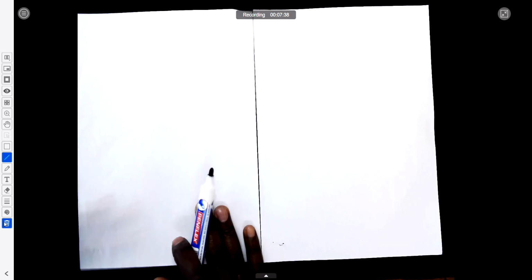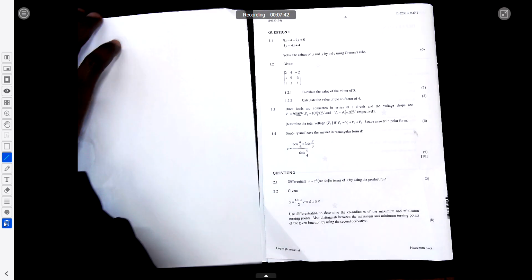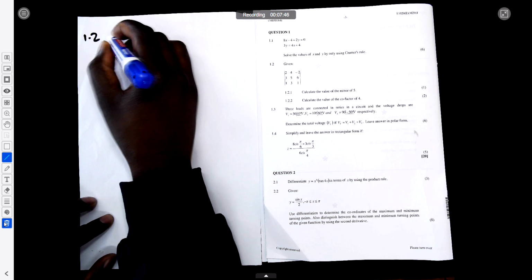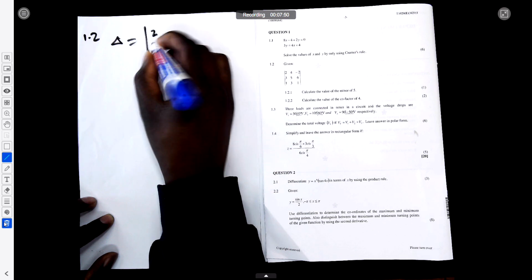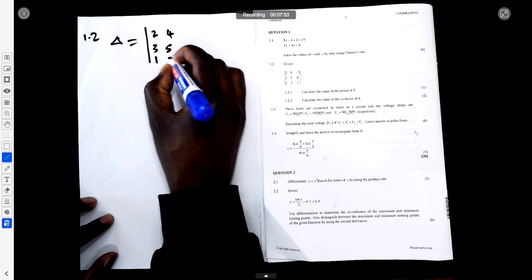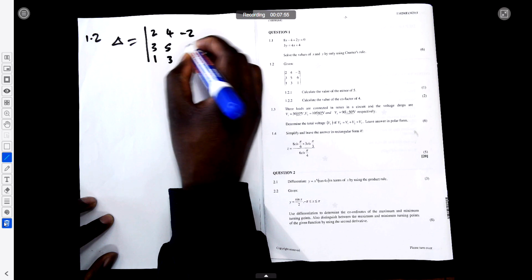So let's look into solving question 1.2. We're given delta equals the determinant with rows 2, 3, 1; 4, 5, 3; and -2, 6, 1.